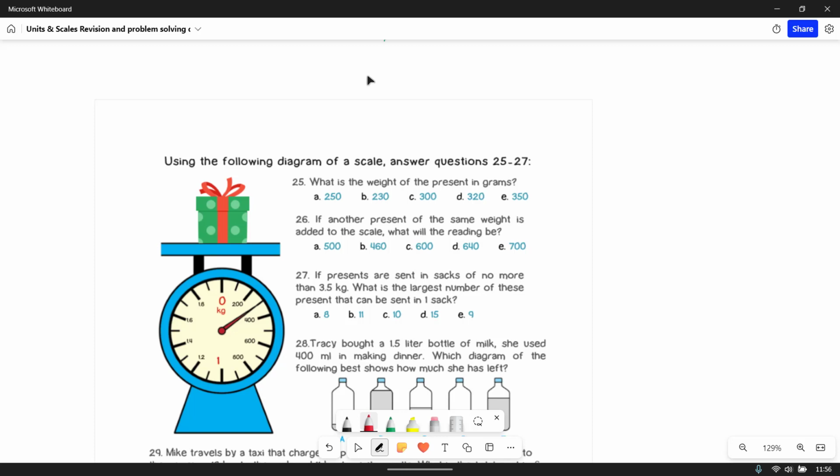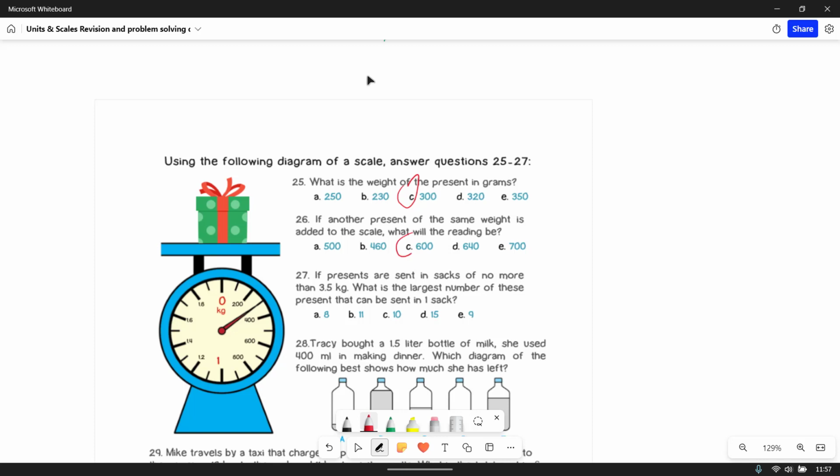What is the weight of the present in grams? Present spelled wrong, by the way. No, ignore it. That's right. Actually, it's right. So that's fine. Ignore it. Present in grams. So that's easy. 300. So 25 should be C. If another present of the same weight is added to the scale, what will its reading be? So 300. That's another 300, so it's going to be 600.